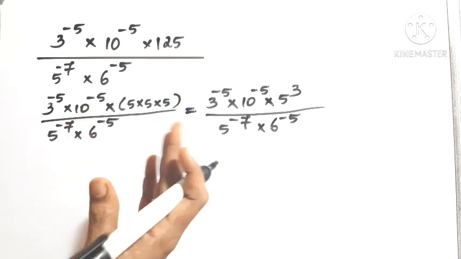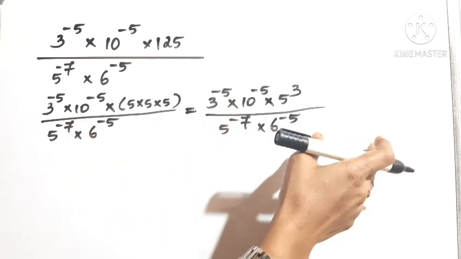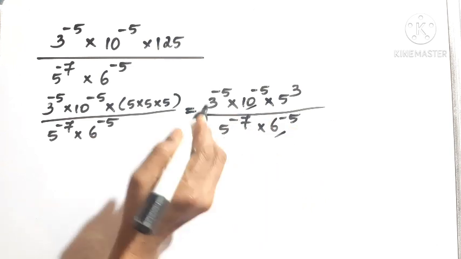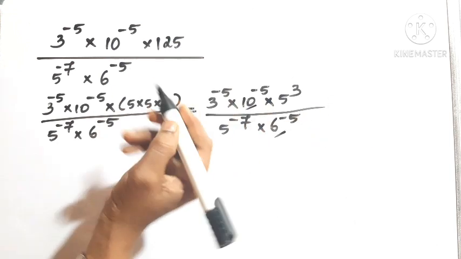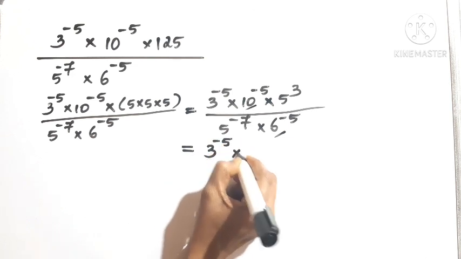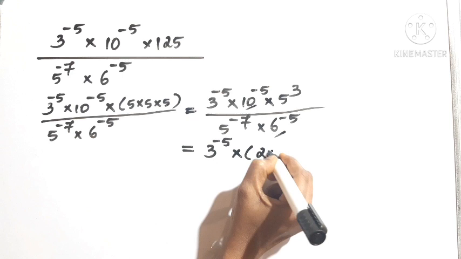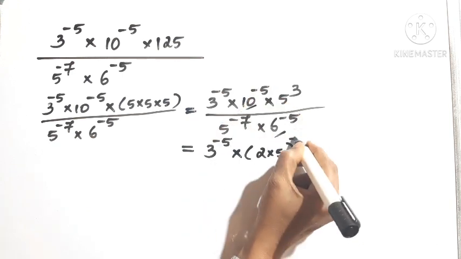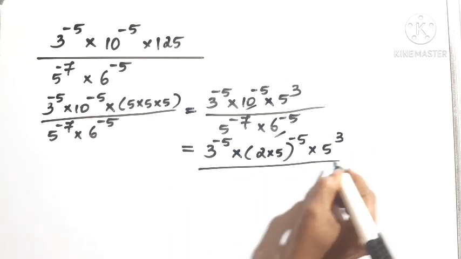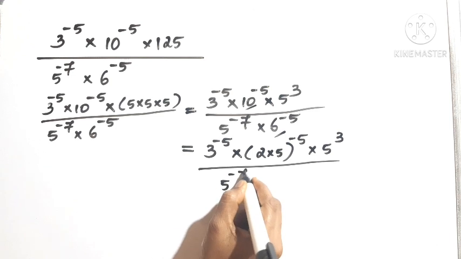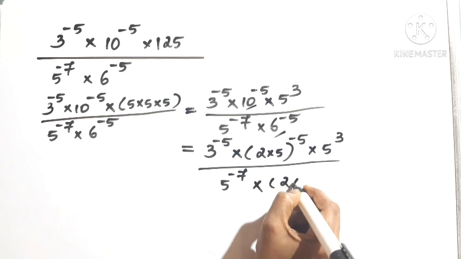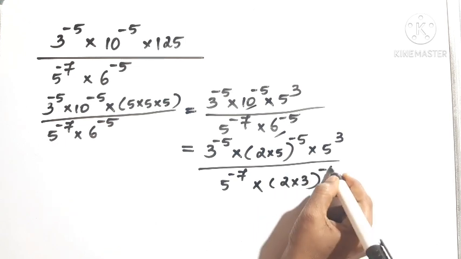Now we have to convert composite bases into prime base. See children, here we can see composite base 10, 6, right? First we have to convert into prime base. Listen children, also equals 3 raised to minus 5 into 10 equals 2 into 5, right? All raised to minus 5 into 5 raised to 3, right? All divided by 5 raised to minus 7 into 6 composite number, no? 6 equals 2 into 3 all raised to minus 5.